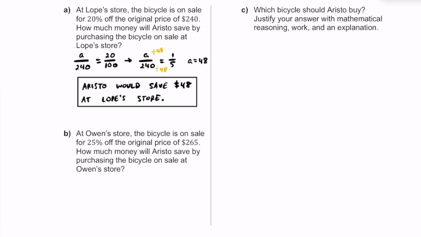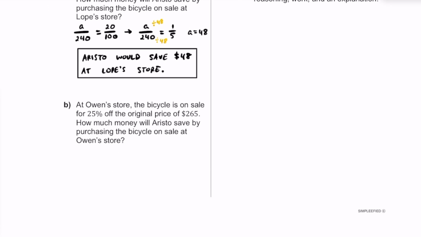All right, let's check out part B. What if Aristo went to Owen's store? What would happen here? Well, the bicycle's on sale for 25% off the original price of $265. The question is, how much money will Aristo save by purchasing the bicycle on sale at Owen's store?